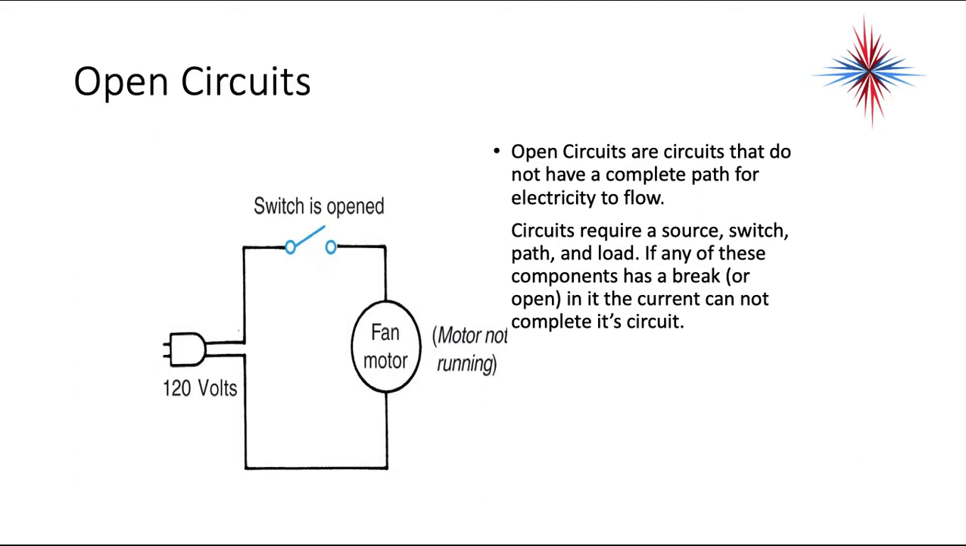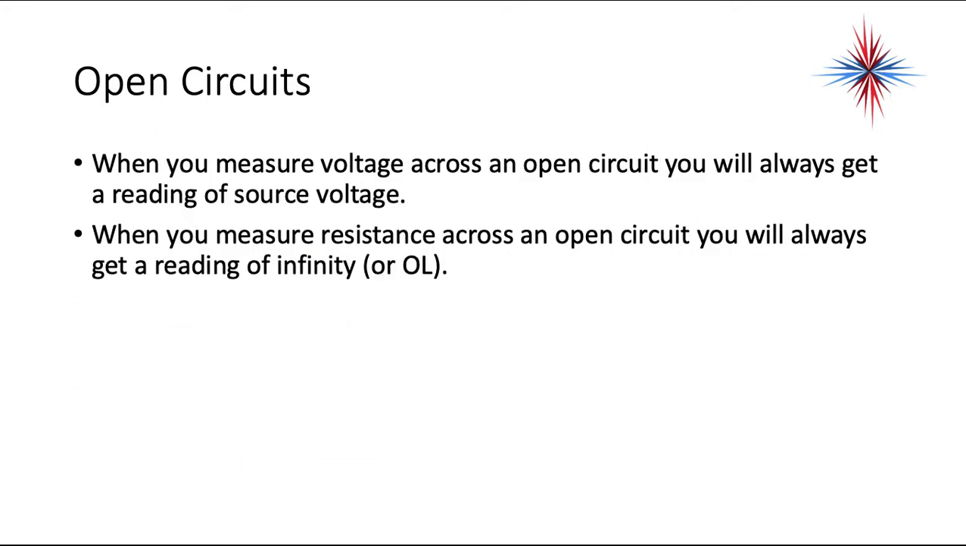Open circuits are circuits that do not have a complete path for electricity to flow. Circuits require a source, a switch, a path, and a load. If any of these components has a break or open in it, the current cannot complete its circuit. In this case, the switch is open. It's an open circuit. When you measure voltage across an open circuit, you will always get a reading of source voltage. When you measure resistance across an open circuit, you'll always get a reading of infinity, or most of your meters will display OL.